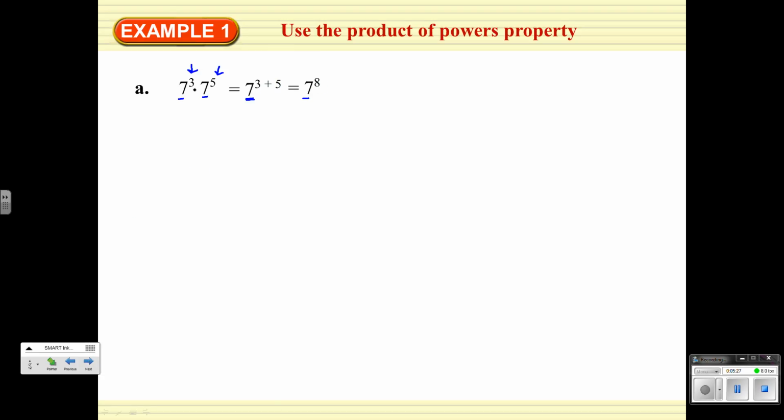Okay? In this case, my base is 9. So I have a 9 here and a 9 here and a 9 here. Well, this 9 has an understood exponent of 1.